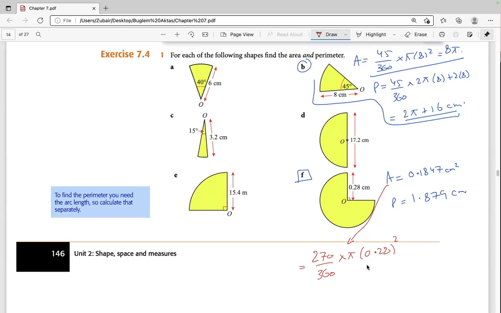It also depends on the machine we're using. Sometimes we have to be careful to take care of the maths rule. For example, if you are just punching all the numbers in the right order, like 270 by 360 into pi into 0.28 and then square, the calculator will actually make the square of all the last value and not only 0.28.